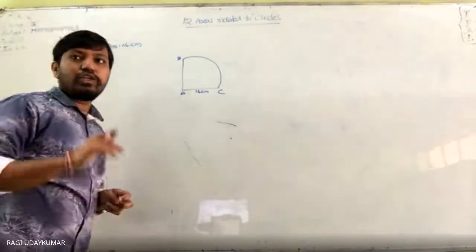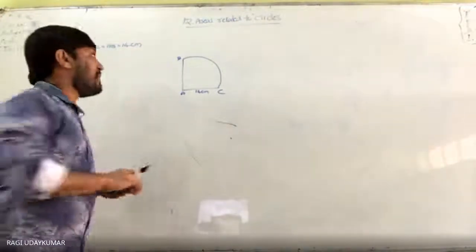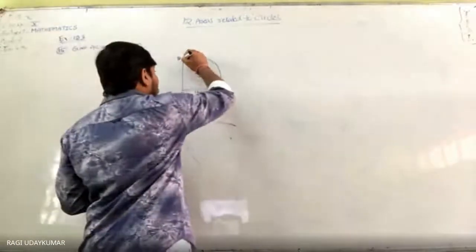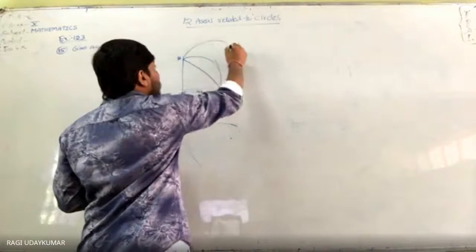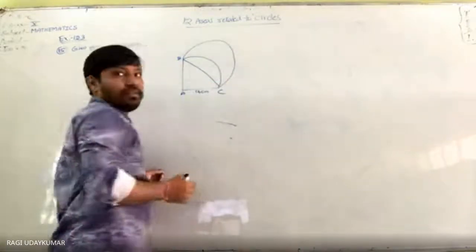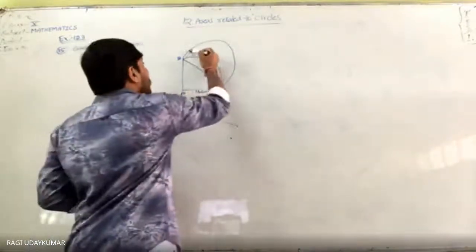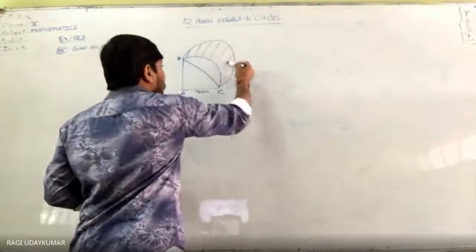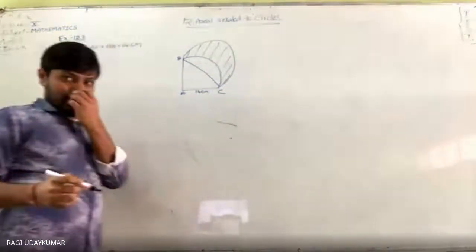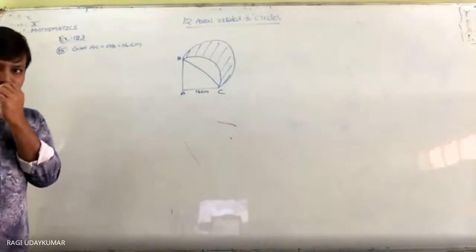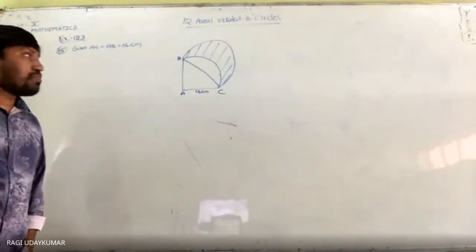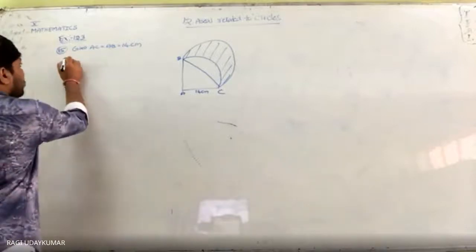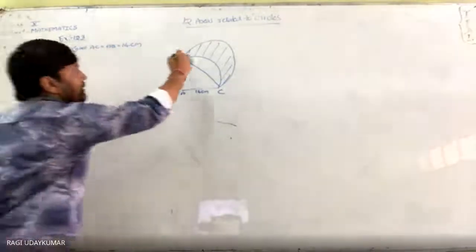And B to C is joined. BC as a diameter, this one as a diameter, one semicircle is drawn like this, and it asks you to find out this shaded region. So what to do here in this case? First find BC, because this is a diameter.